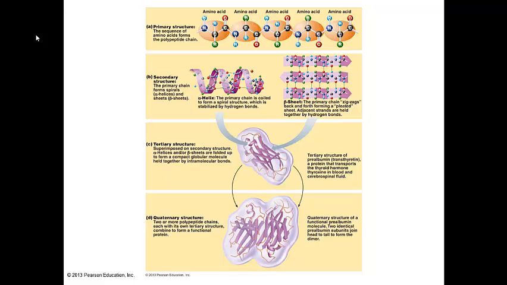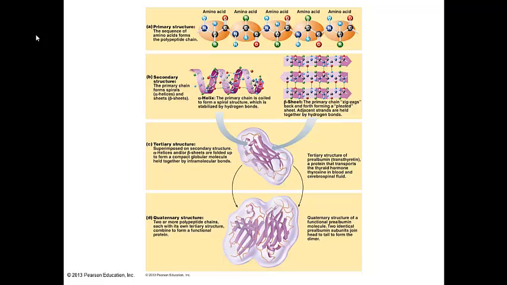Amino acids. Brought together by what? Dehydration synthesis, peptide bonds. What kind of structures can they form? Primary, secondary, tertiary, and quaternary.